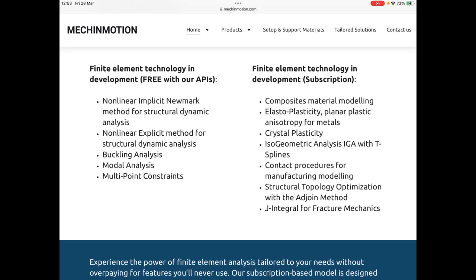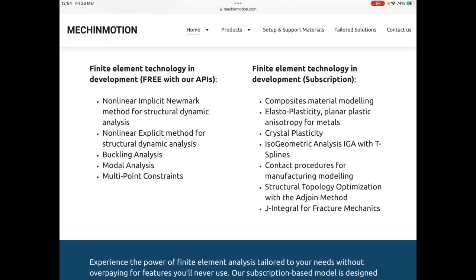There are other things we also have, but we are still working on them, and they will have a small subscription fee, like return mapping procedures for plasticity, crystal plasticity, isogeometric analysis, T-splines, NURBS, these kinds of things, contact analysis, which is important for modeling forging, sheet metal forming, rolling, structural optimization tools as well, and J-integral for fracture mechanics.